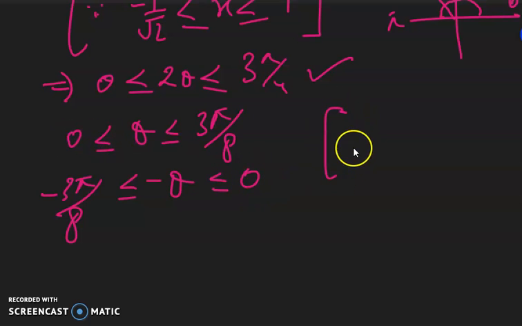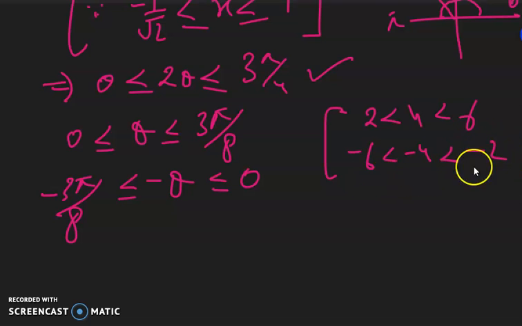Did you understand this? If not, I can show you a relation. See, suppose 2 is less than 4 is less than 6. But when you change the sign, what becomes? Minus 6 is less than minus 4 is less than minus 2. Both the things are true, right? So when you change the sign, the inequality reverses. So it comes like this.